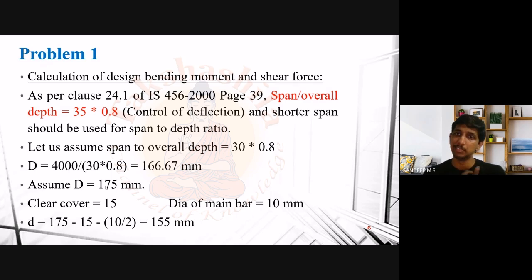In a later stage, we will just prove that this assumption will satisfy the control of deflection criteria, and we have already done that in the case of one-way slab, so it will be familiar for you, right? Anyway, we will be again doing it here. So I am just arbitrarily assuming that my overall depth is 175.